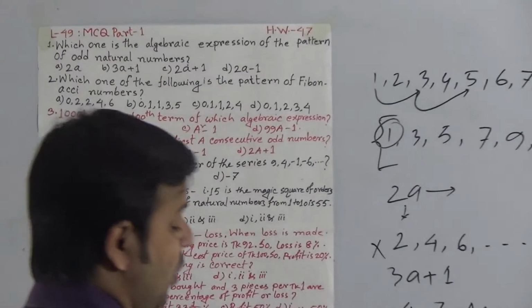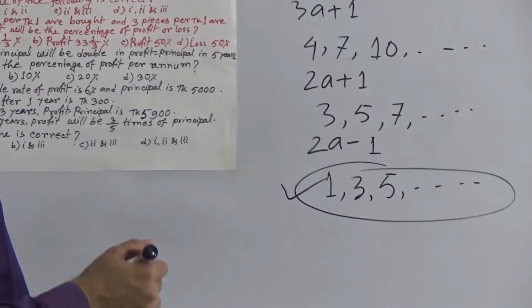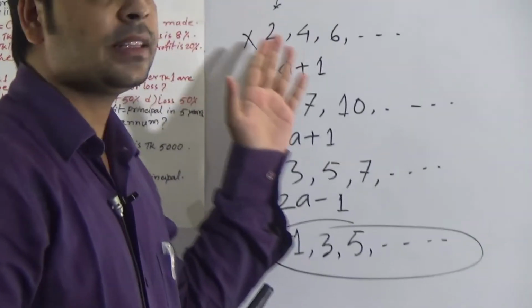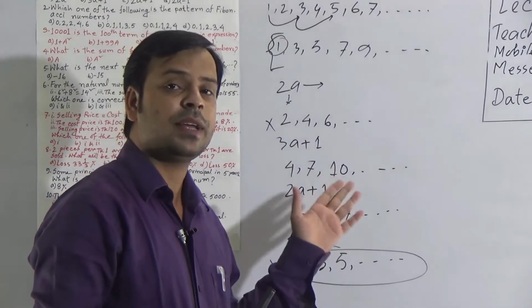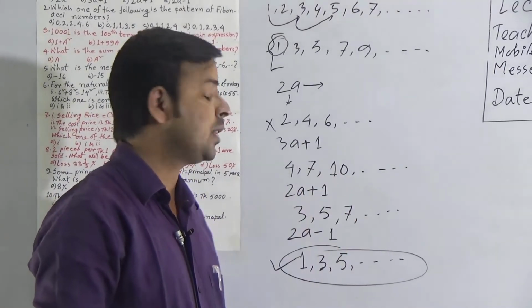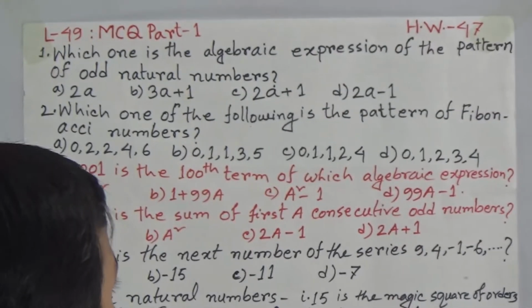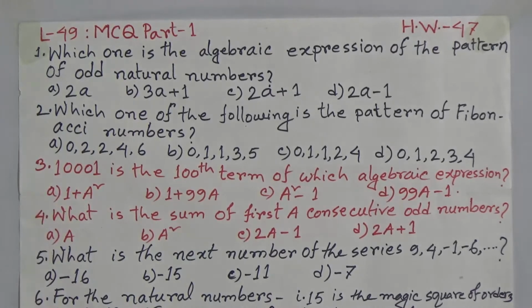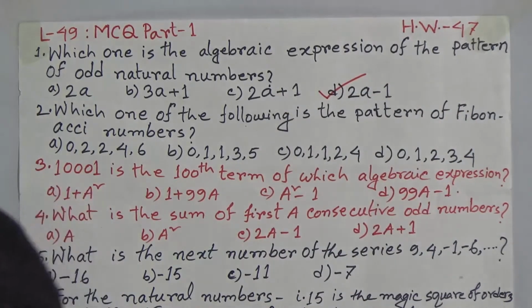So we can say the pattern of odd natural number is 1, 3, 5, as we are considering the value of A is natural number. Okay, dear students. So our answer of first question will be D, 2A minus 1.